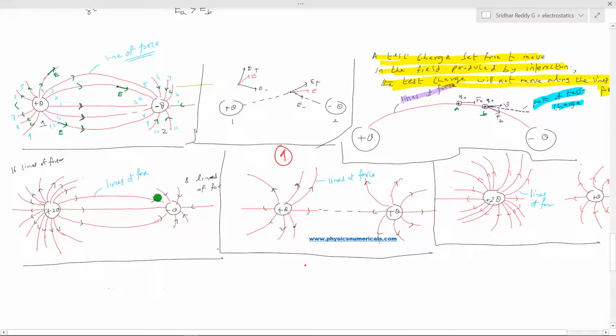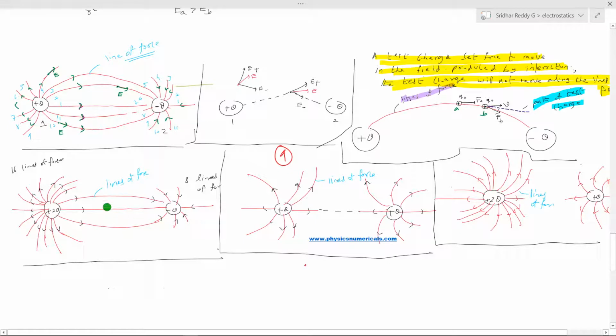Why not all? So how many are there? 8 lines. So some lines of force I'm showing. When you're drawing it, you have to take care about the E bar. Again, at E bar here, due to positive charge, like this, due to negative charge, the resultant will be like this. So keeping that in mind, the lines of force have to be drawn.